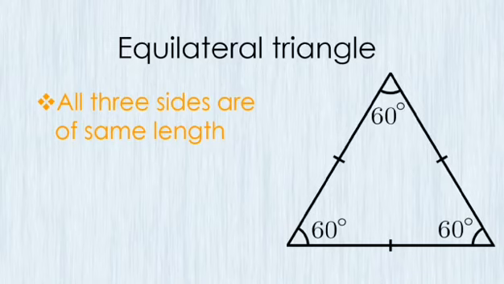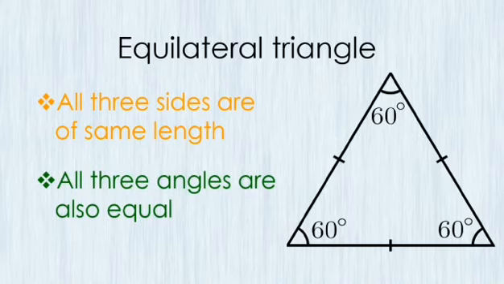The second thing to notice here is that all the 3 angles of an equilateral triangle are also equal. Remember that every angle of an equilateral triangle is always of 60 degrees, so that when we add the measure of those 3 angles, we get 180 degrees, which is a necessary condition for it to be called a triangle.